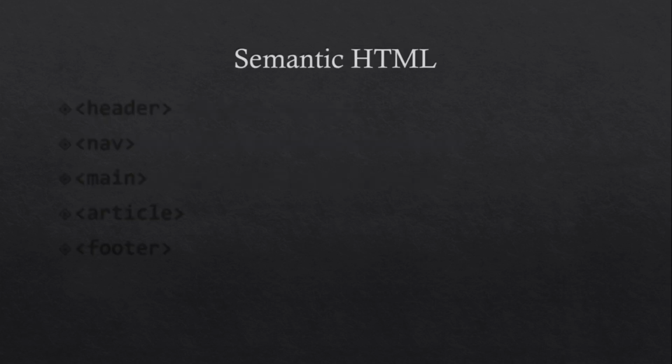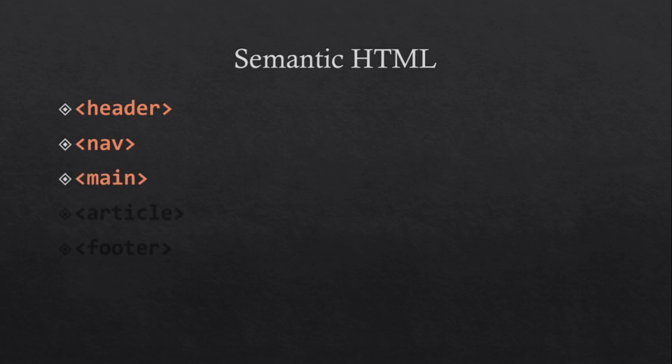Now, not all HTML is equal. Modern HTML emphasizes semantics. That means using elements that describe their role. For example, header defines the top section of a page. Nav defines the navigation menu. Main defines the central content area. Article represents a piece of content like a blog post. Footer marks the bottom of the page.